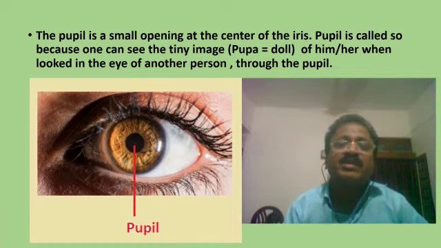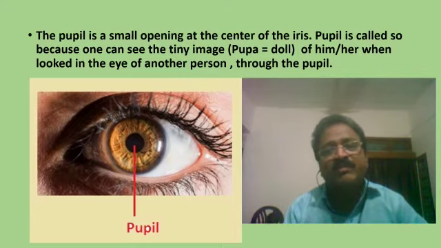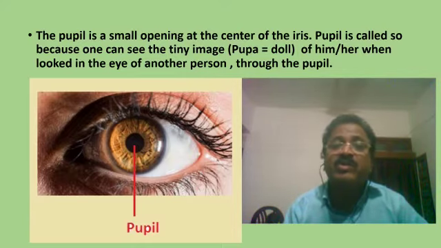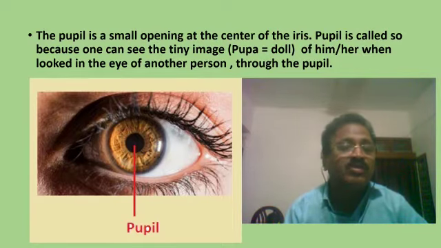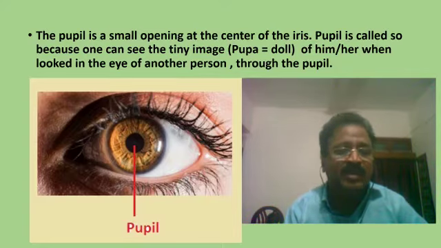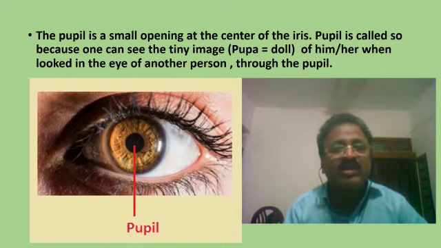The pupil is a small opening at the center of the iris. The pupil is called so because one can see a tiny image of oneself when looking into the eye of another person through the pupil. So when we look through the pupil of a person's eye, we can see our tiny image inside it, and it looks like a small doll. Therefore it has been given the name pupil.